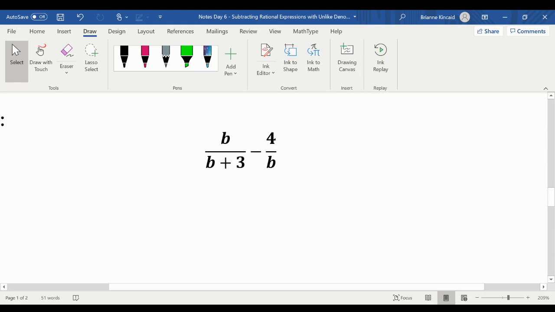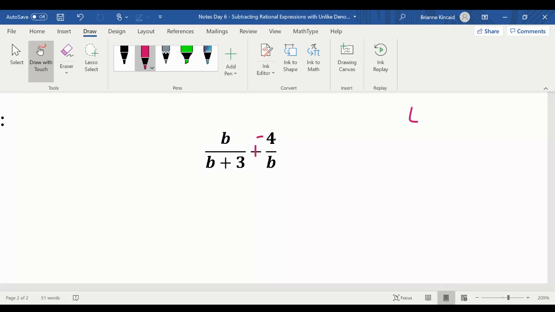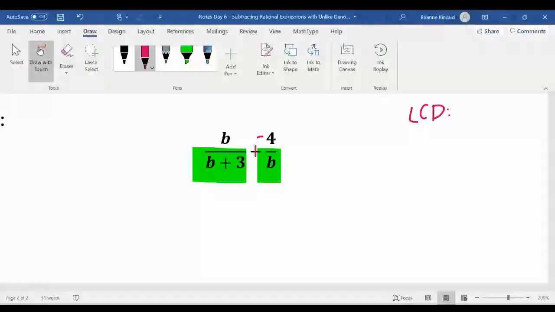So for the second one, first thing I'm going to do is change it to plus and negative. And then I'm going to figure out what my LCD is. The biggest mistake that I see people make in a problem like this is they see the b plus 3 and the b. And when I say, what is each fraction missing? They say, well, the second one's only missing a plus 3. And they try to just add 3 to it. You can't do this. It has to be factored.